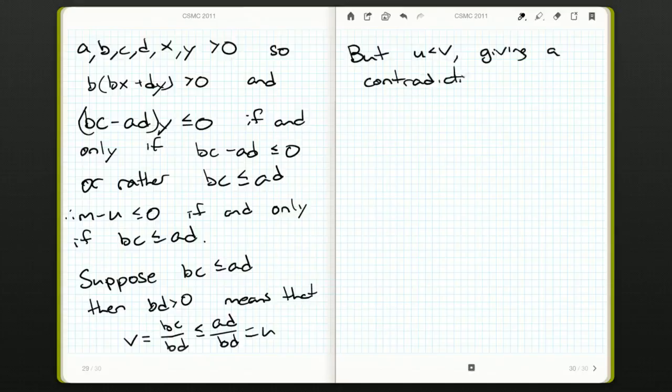So proof by contradiction is very powerful. You assume the opposite, you assume something is true, and then you show it leads to something that contradicts something you previously knew. We previously knew that u is less than v. We were given that in the problem. And if at any time BC is less than or equal to AD, that would mean that u is greater than or equal to v, and that can't happen. That's a contradiction. So that tells us that our assumption, BC less than or equal to AD, is false.